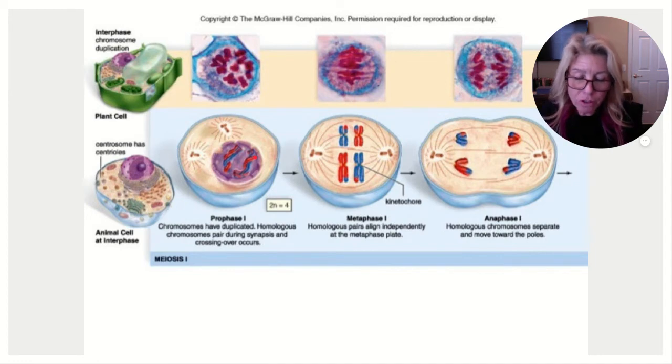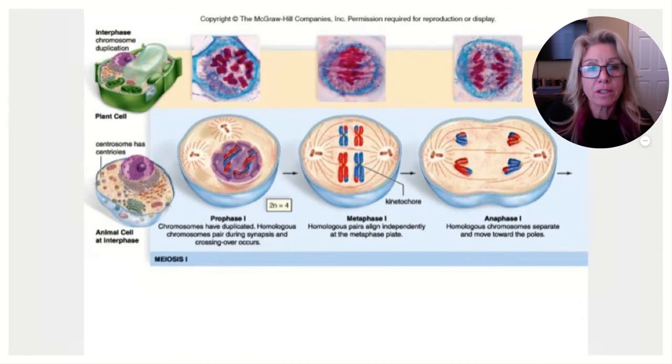So on your notes, homologous pairs attach through synapsis, and there's the word written out right there, and exchange portions of their chromatids, and this is called crossing over.